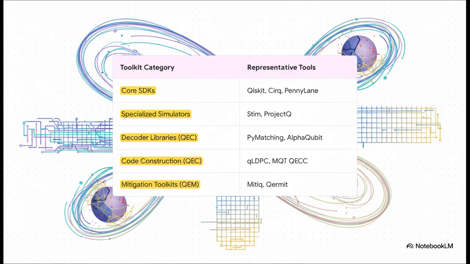If you need to simulate noise really fast and at a huge scale, you do something like Stim. If you're building that QEC fortress, you need powerful decoder libraries like PyMatching to make sense of all the error signals. And if you're playing detective with QEM, you've got toolkits like Mitiq that are built specifically to make all that statistical analysis way easier. There's really a tool for every single part of this error-fighting process.